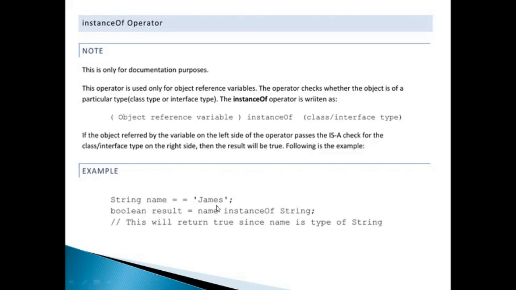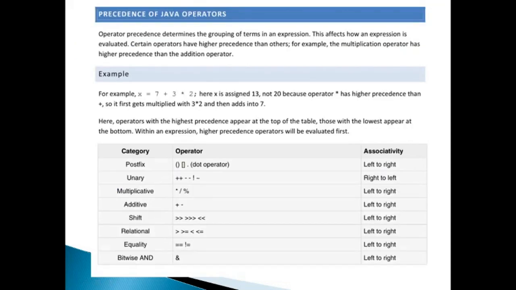String name is equal to "James". Boolean result is equal to name instanceof String. Now instanceof String will return true if name is an instance of a String. That instanceof operator will return true, and so this expression will also return true.